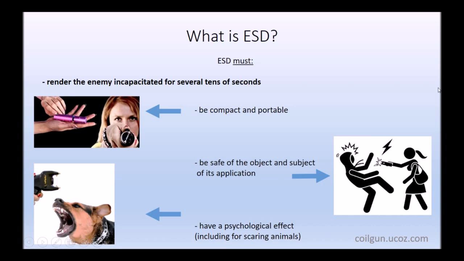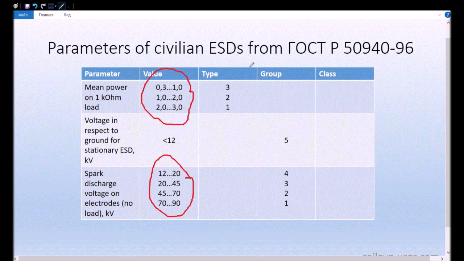Okay, what's next? This is a table from the Russian standard, which I talked about in the literature section. And it sets some important parameters of electroshockers. For example, in this cell, you can see the classification of shockers by their output power, mean output power. And you may also note that it is measured under a load of 1 kilo ohm. 1 kilo ohm is the standard resistance of the human body under its clothes and skin. You can see that maximum output power for civilian shockers is limited to 3 watts only, not much.